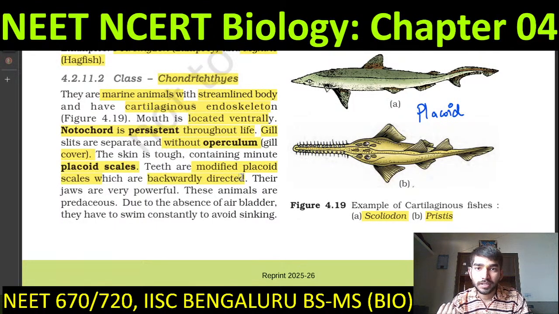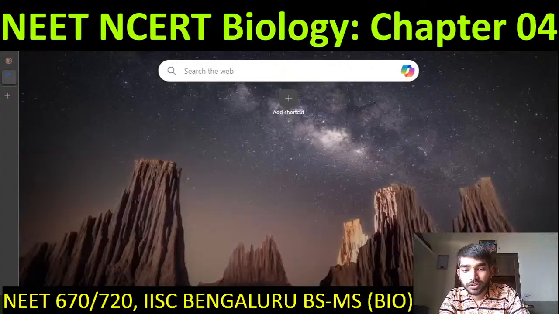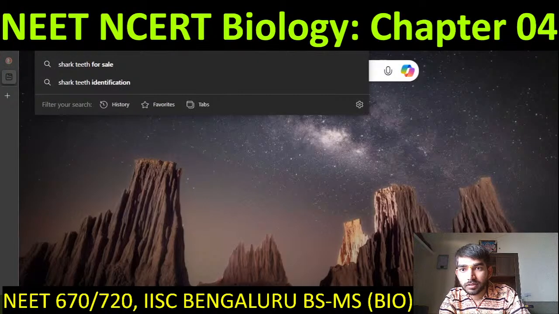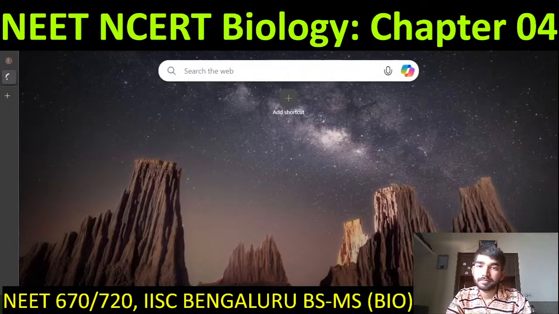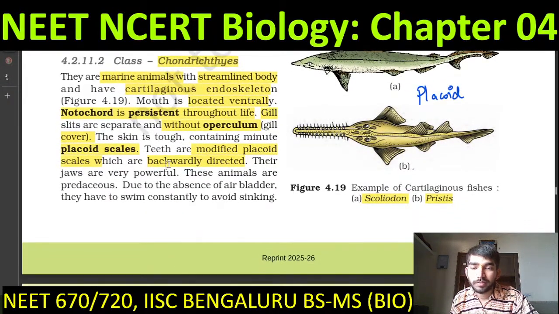If you have seen the fish, let me show you the image of shark teeth and placoid scales. These are backwardly directed, and the jaws are very powerful.